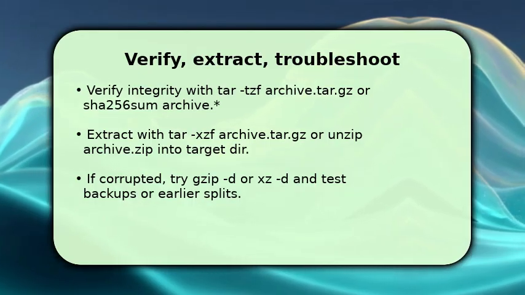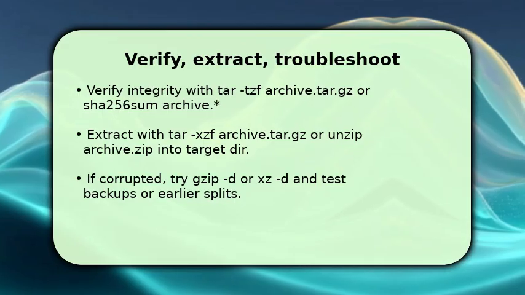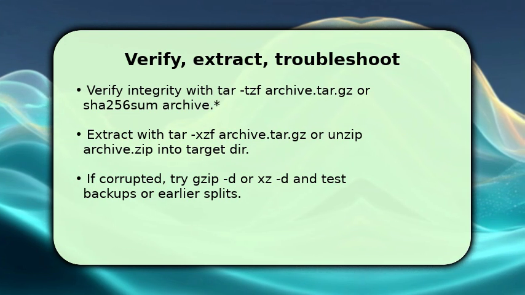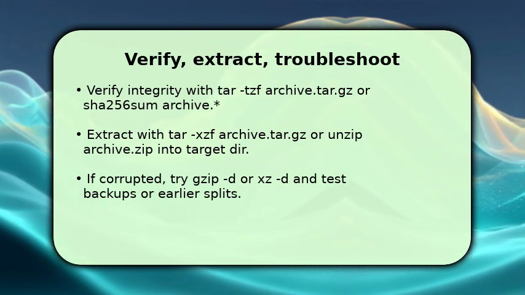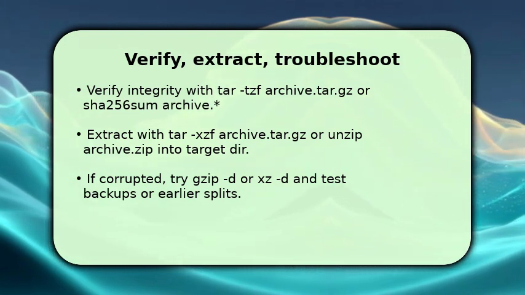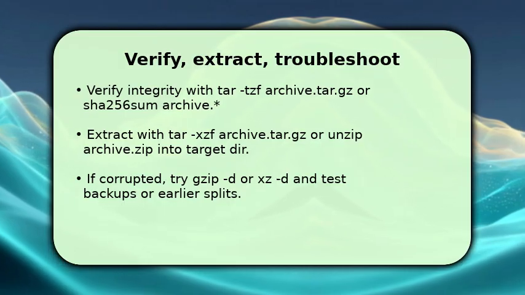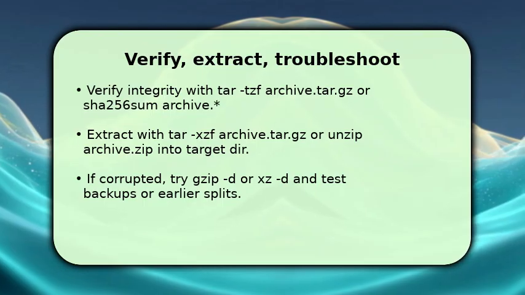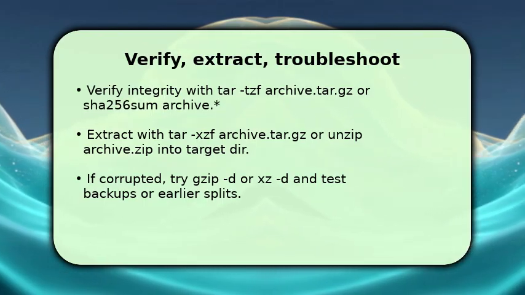If extraction fails, make sure the file wasn't truncated. Try decompressing with gzip -d or xz -d and inspect split pieces. Troubleshooting tip: if corruption occurs, check space, retransfer using rsync --partial, and restore from the nearest good backup to avoid data loss.